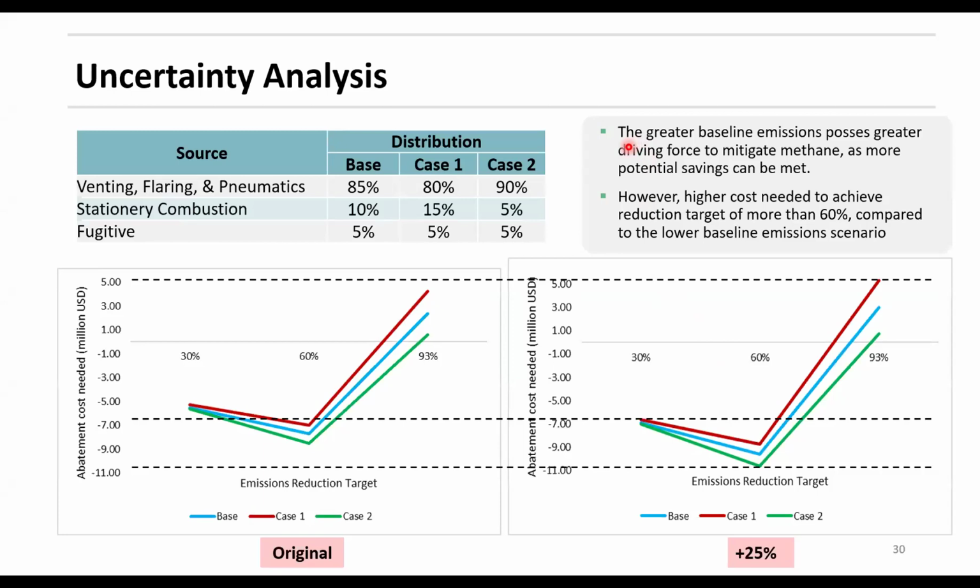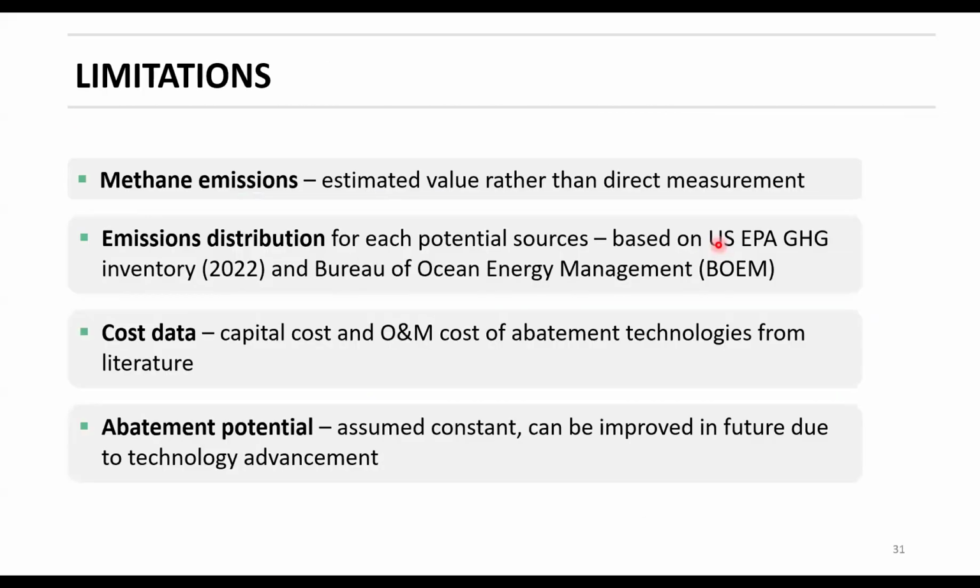You can see the greater baseline emissions pose a greater driving force to mitigate methane, as more potential savings can be met. However, the higher costs needed to achieve reduction of more than 60% are certainly there compared to the lower baseline emissions that we see over here. So that means in order to get 60%, you probably need higher costs to be invested before you can achieve that target. All right, but of course, in every analysis and every study, there are limitations.